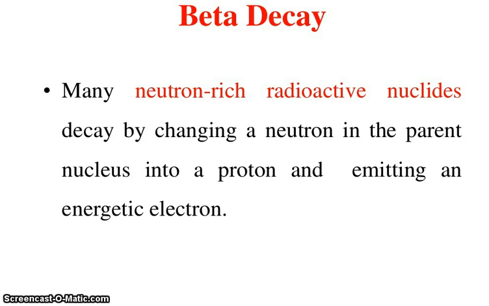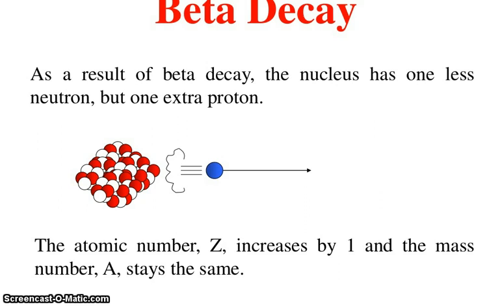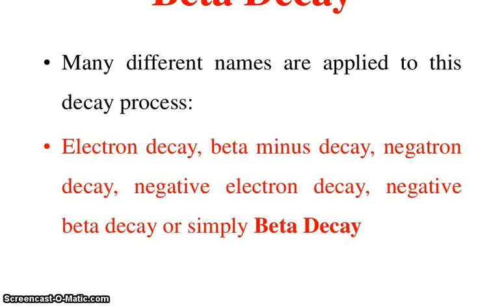Friends, many neutron-rich radioactive nuclei decay by changing a neutron in the parent nucleus into a proton and emitting an energetic electron. You can see as a result of beta decay, the nucleus has one less neutron but one extra proton. The atomic number Z increases by 1 and the mass number A stays the same. Many different names are applied to this decay process: electron decay, beta minus decay, negatron decay, negative electron decay, negative beta decay, or simply beta decay.